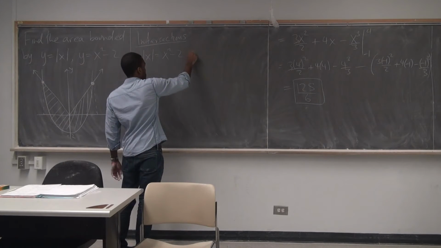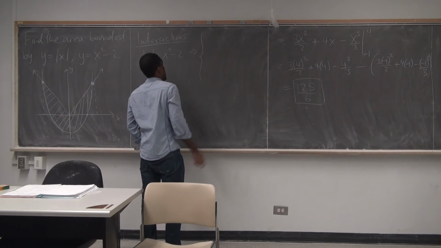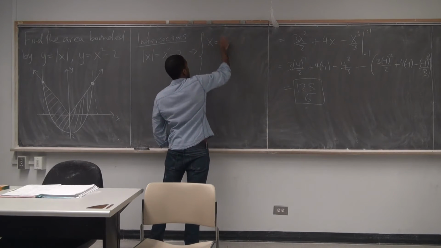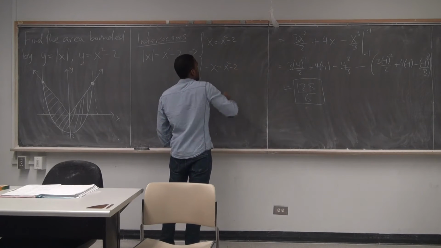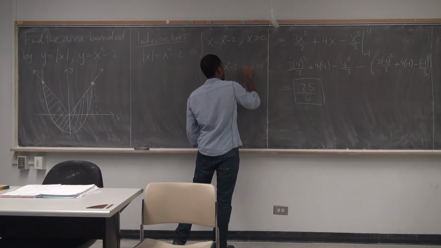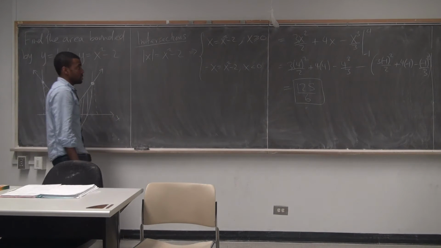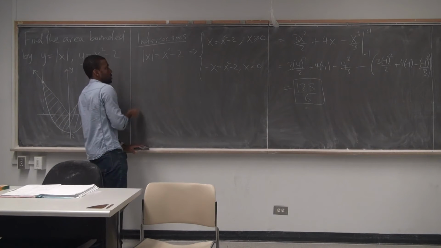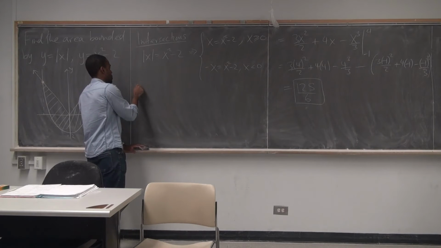Well, there are two possibilities. I'll either have x equal to x squared minus 2, or minus x equal to x squared minus 2, depending on whether my x is positive or negative. So I just split up the absolute value by the definition. And notice, by the way, that one is just going to be the negative of the other.